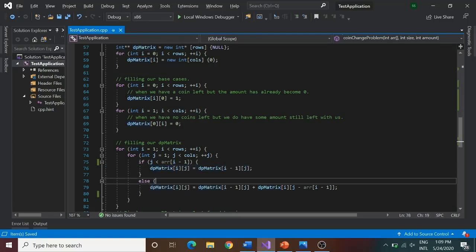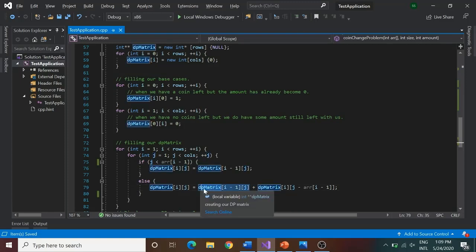But if the amount which I am holding is greater than the denomination which I currently have, in that case I will be branching out. What does this branch mean? This branch means to exclude the item, and this branch means to include the item. So this will give me the number of ways with which I can make the amount if I include the denomination I currently have. And what will this give? This will give me the number of ways in which I can make the current amount if I exclude the item.